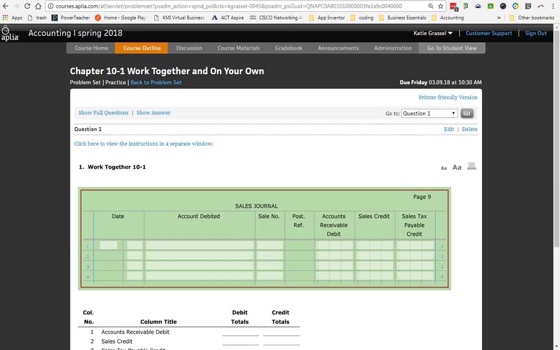But I do need you to realize I have one debit and two credits. Number one mistake that happens in this chapter is students flip these two. Be aware, is this sales or is this sales tax? Which one should be bigger, sales or sales tax? Sales, right? So make sure you have the right one in there, because Aplia will mark it all wrong and you'll be like, I did it right. I'm like, yes, you did, but you screwed up on your columns. So make sure you have it in the right column there.